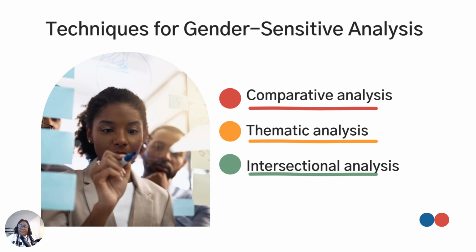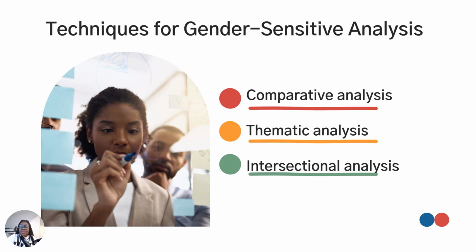Moving on to thematic analysis. This technique allows us to delve into the qualitative aspects of our data. It helps us identify common themes and patterns that emerge, especially those pertaining to gender issues. For instance, thematic analysis might uncover recurring themes of gender based barriers in education or employment, providing critical insights for policy adjustments.